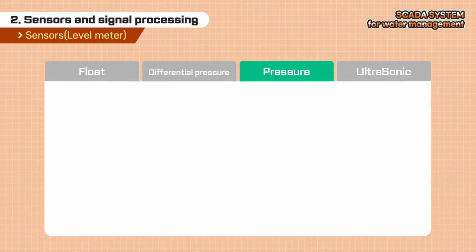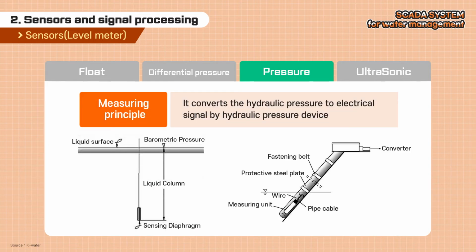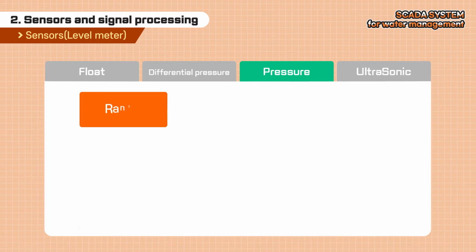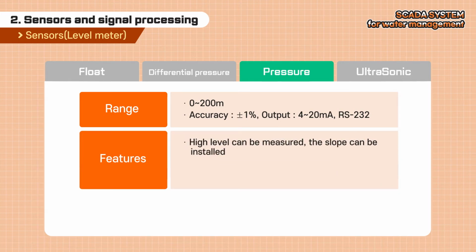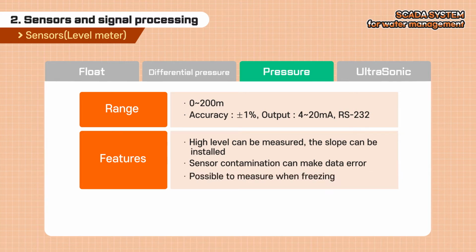The measuring principle of a pressure level meter is to convert the pressure signal of a piezoelectric device into an electromagnetic signal to measure water levels. The range can be set at 0 to 200 meters, and the analog output and digital output are used for signal output. It is possible to measure high water levels, and its installation is possible even on a slope. Meanwhile, sensor contamination may cause data errors. However, it has an advantage in that measurements can be made even when water is frozen.